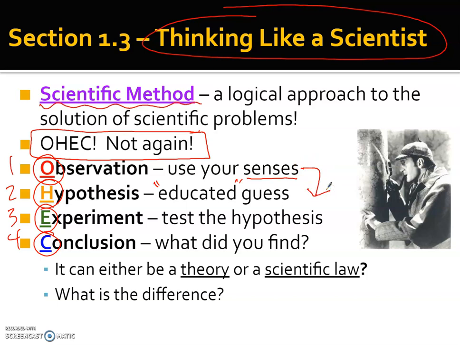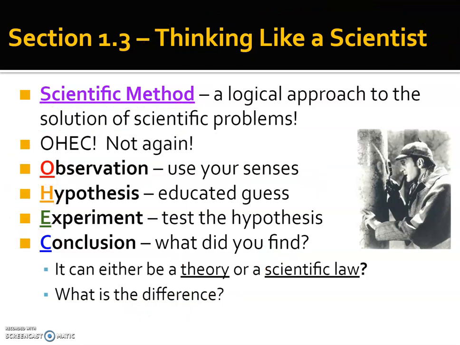Then you test your hypothesis through experimentation. Okay, so you design some sort of experiment so that you see what one thing is changed, and then you come up with a conclusion. What did you find? And that conclusion can either be a scientific theory or a scientific law. And we'll get into the difference of those things in a little bit.